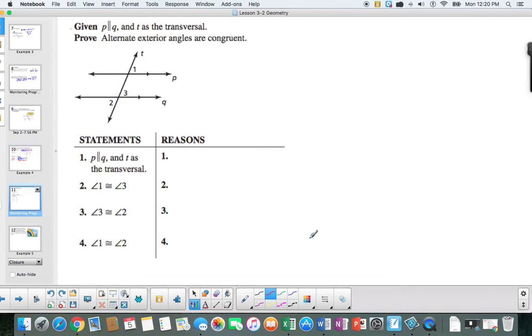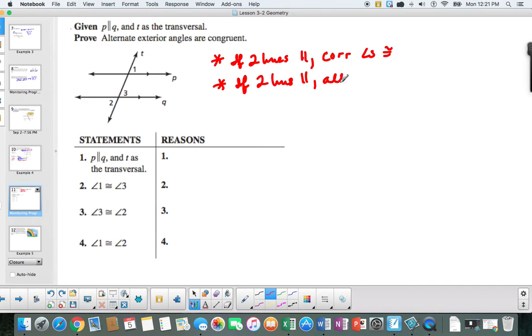Okay, let's do it again by proving the alternate exterior angles congruent. Again, the ones we can use are the ones that we just proved. If two lines are parallel, then corresponding angles are congruent. That one we can use, and since we just proved it, if two lines are parallel, alternate interior angles are congruent. We can use either one of those.